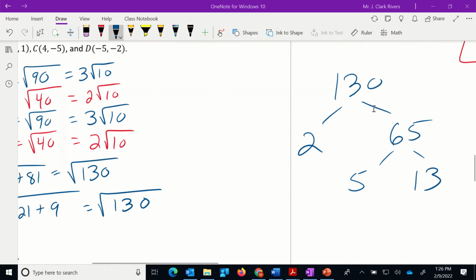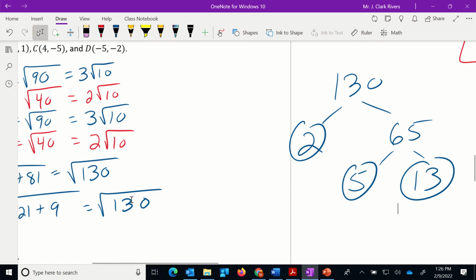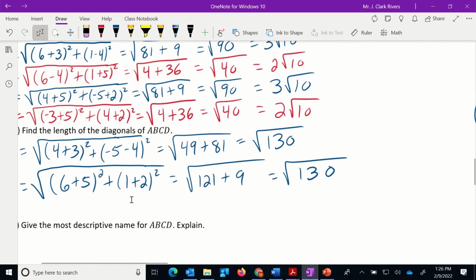Looking at 130, I can't look at that and know right off the top of my head what the perfect square factors are, if there are any. So I made a factor tree here. 130 is 2 and 65. 65 is 5 and 13. So the prime factorization is 2 times 5 times 13. There's no pairs here, so I can't pull anything out of the square root of 130.